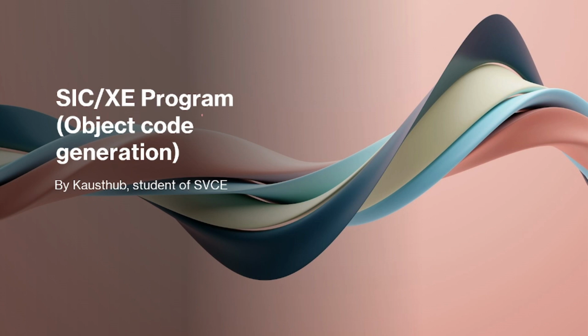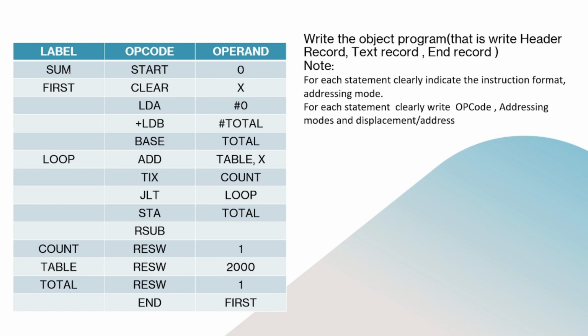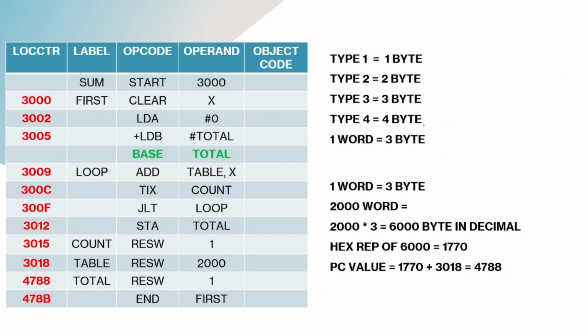So moving ahead, this is our program. You can see we have the content, and what we have to do is to write the object program, that is to write the header record, text record and end record. For each statement, clearly indicate the instruction format and addressing mode, and for each statement clearly write opcode, addressing modes and displacement/address. Moving ahead, we have our program right here.